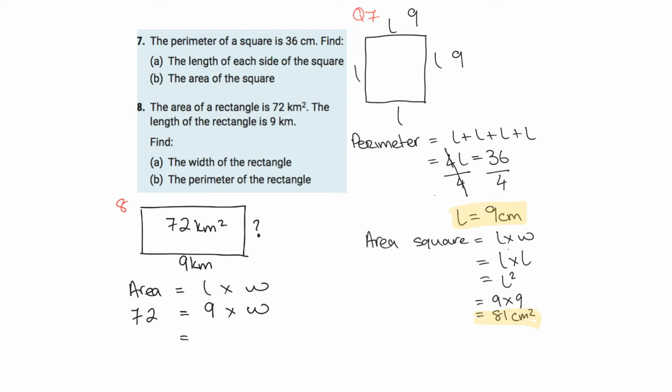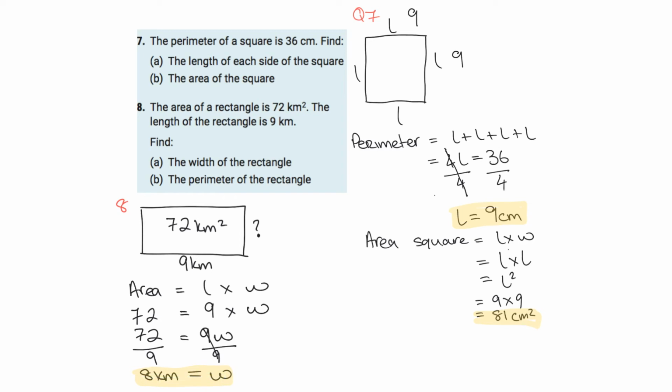But the other way to do it is thinking about it in terms of algebra. So 9 multiplied by W is 9W. If I divide both sides by 9, that will cancel the 9 and I'll get W is equal to 72 divided by 9, which is 8. Okay, so that is 8 kilometres. And so that is how to solve this question using algebra.